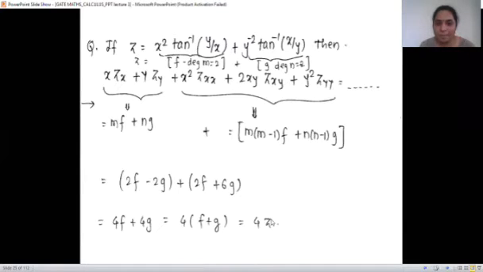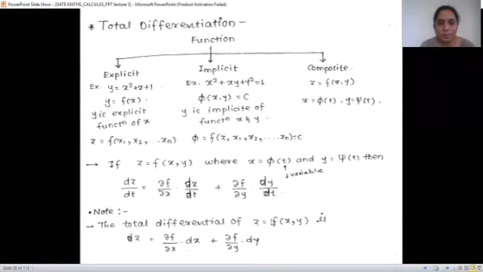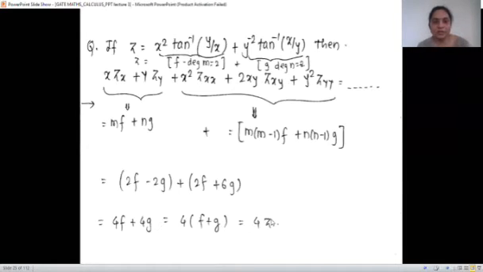Getting it? Any doubt, please say. Okay, here we end Euler's theorem. A very important question can be asked for GATE.